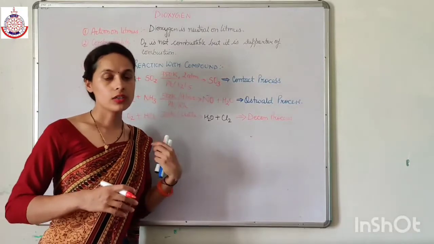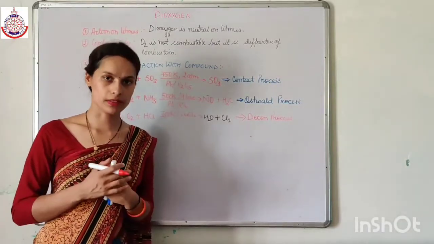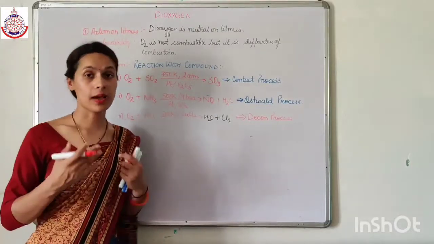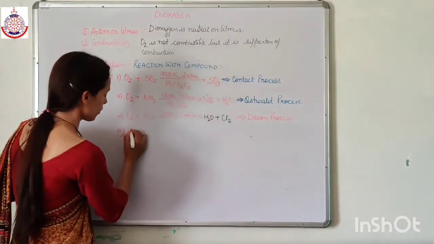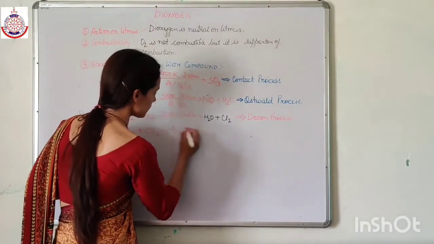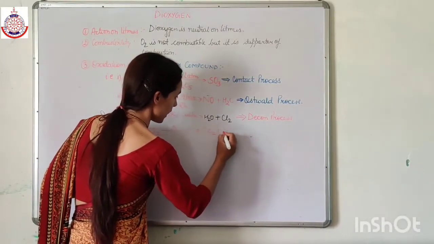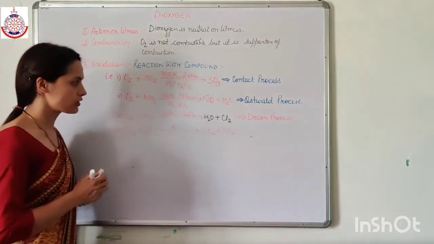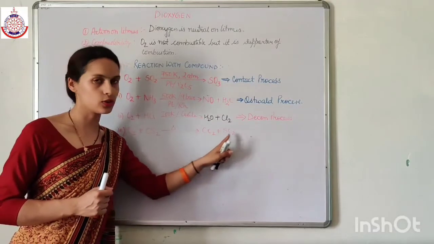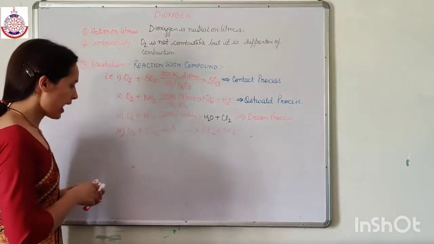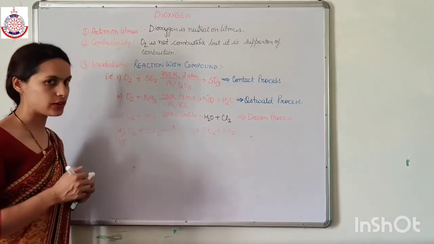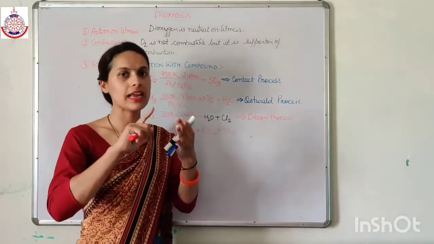Now, third, this dioxygen reacts with hydrocarbons as well as carbon disulfide. Dioxygen reacts with carbon disulfide simply on heating to form CO2 plus SO2. And dioxygen reacts with hydrocarbons: alkanes, alkenes and alkynes.